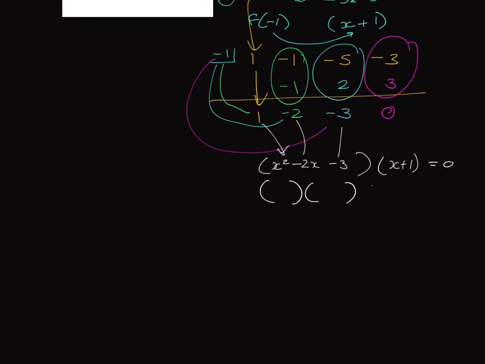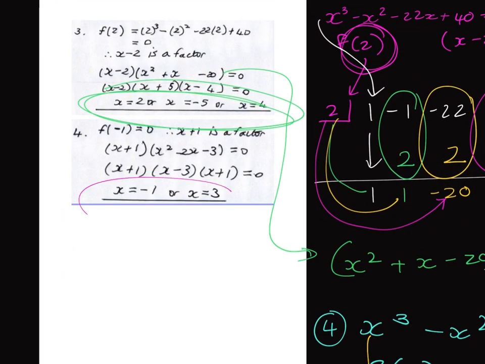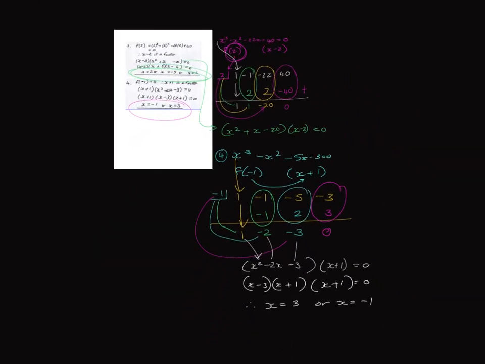Your trinomial you'll then factorize into x and x, 3 and 1, minus and plus. So therefore x equals 3 or x equals negative 1, just like was in that final answer. All right, so it's just an alternate method to be able to get that trinomial which some people battle with.